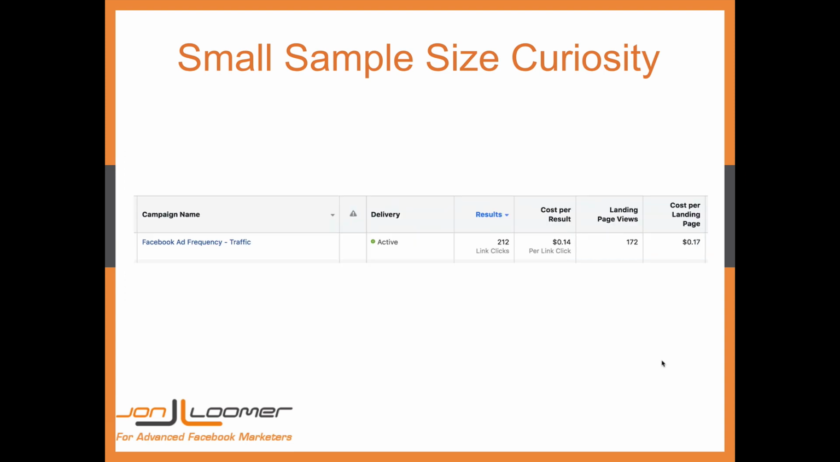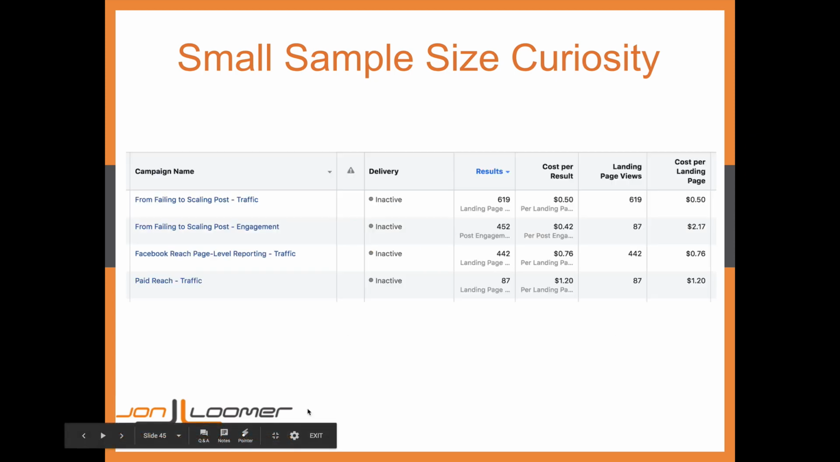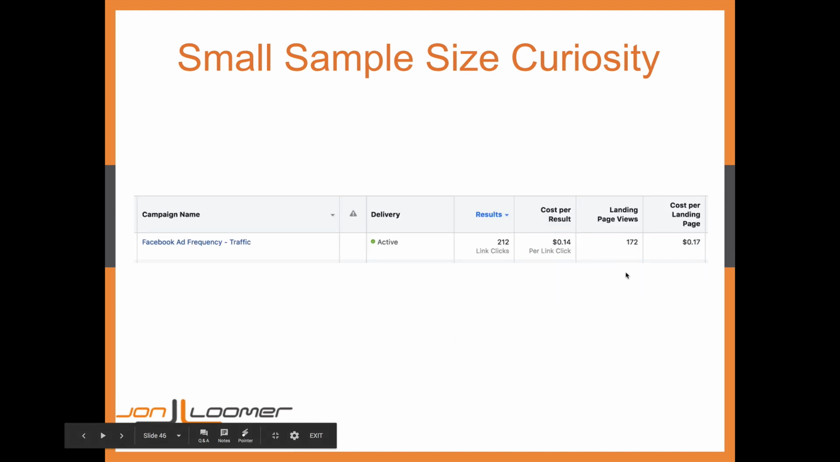Well, once I knew it, I decided to optimize for link clicks instead when using the traffic objective this week. And it's a very small sample size, but I mean, look at it. This is 212 link clicks, so it's not that much different from some of these. And we're getting 14 cents per link click, 17 cents per landing page view. Definitely much more in line with what I was getting before and what I've been expecting.